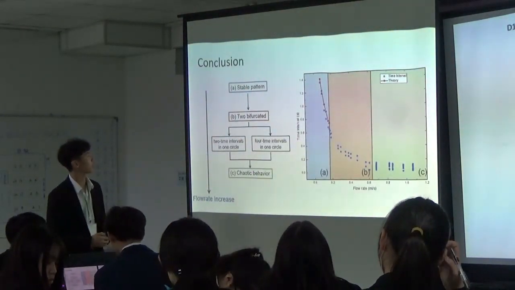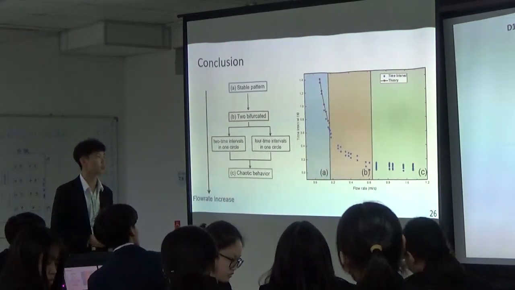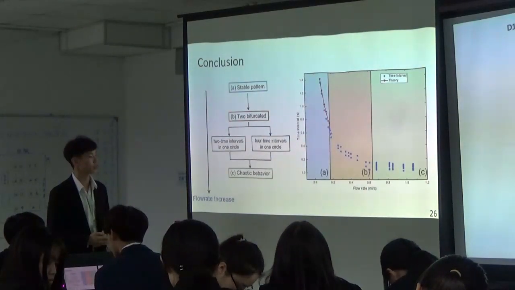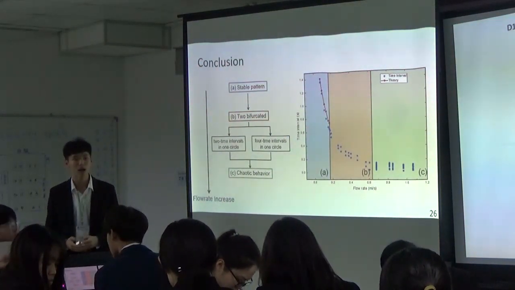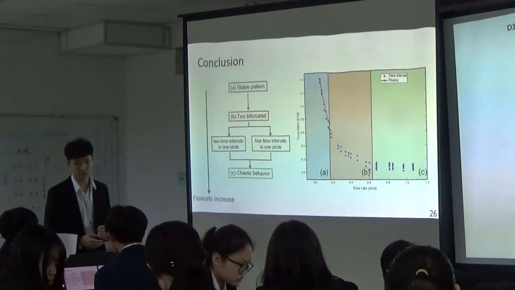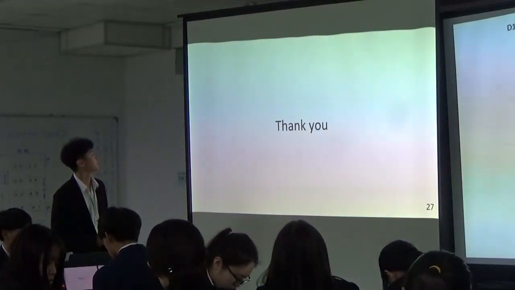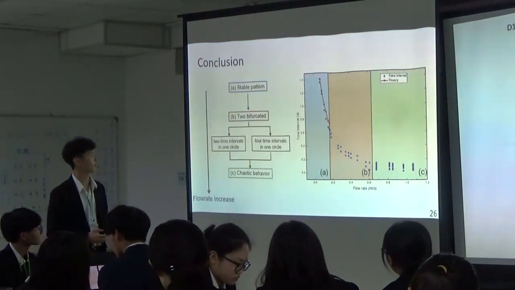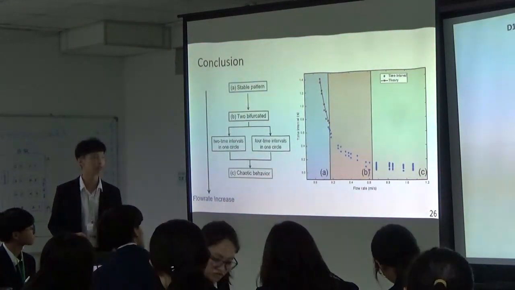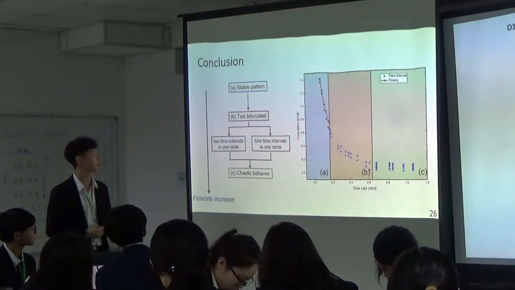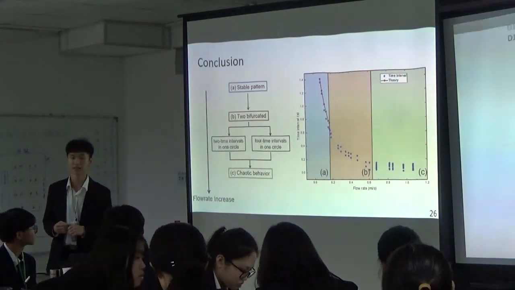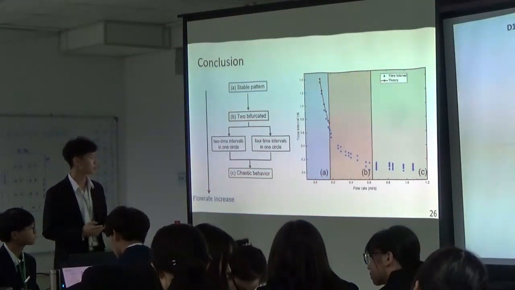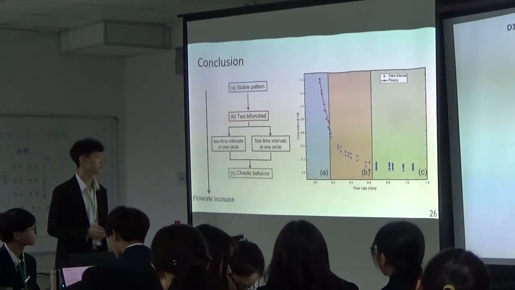There are some conclusions. In our experiments, we found that if the flow rate increases, we can tell there are three different situations. The first situation is stable pattern, and the next one is 2 buffer case. In 2 buffer case, we can separate it in the first one, 2 time intervals in 1 circle, and the next one, 4 time intervals in 1 circle. And the third situation is chaos behavior.